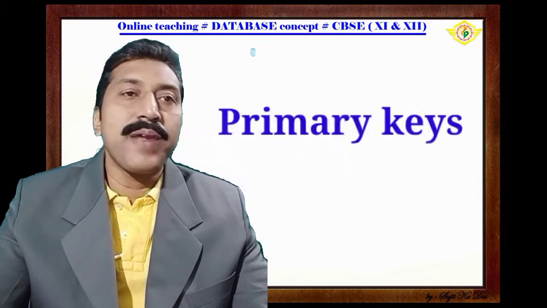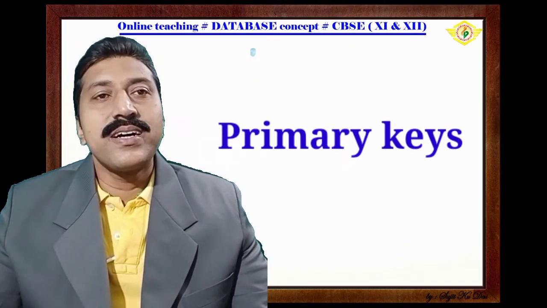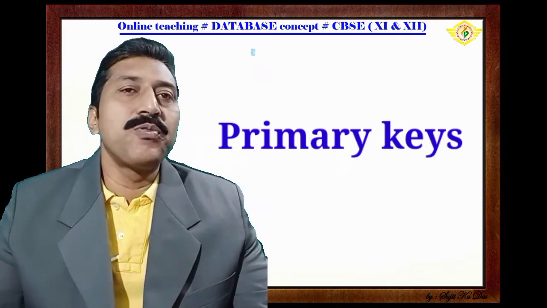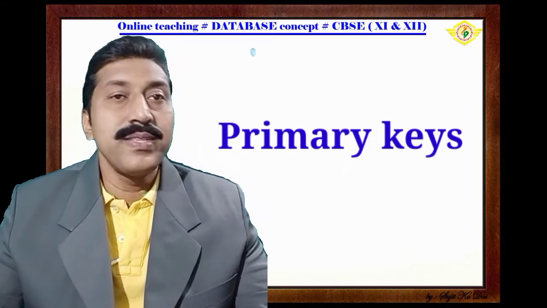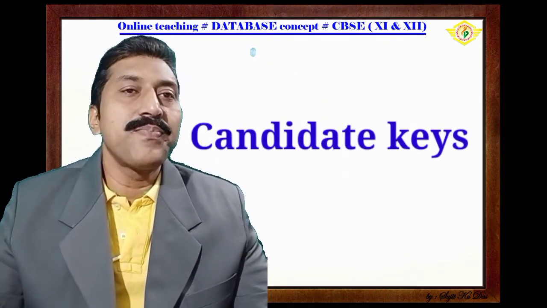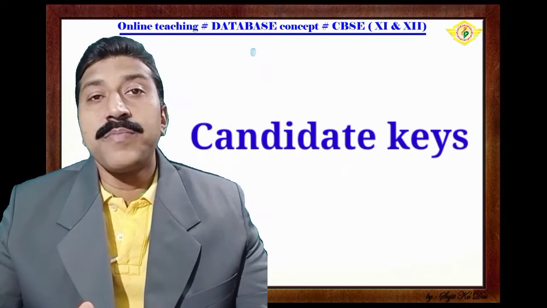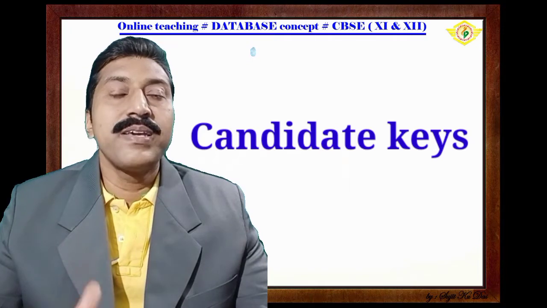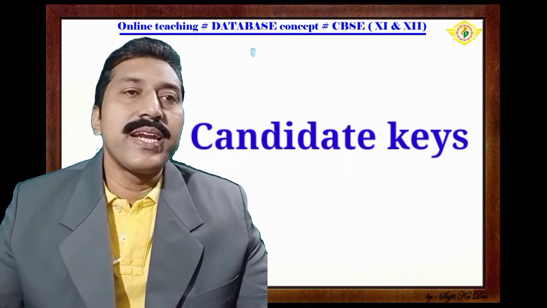The first one is the primary key. Primary key means what? It is an attribute or group of attributes that can uniquely identify tuples within the relations. That is called the primary key. Candidate key. A candidate key is one that is capable of becoming the primary key, means having the capability to be the primary key. That is called the candidate key.